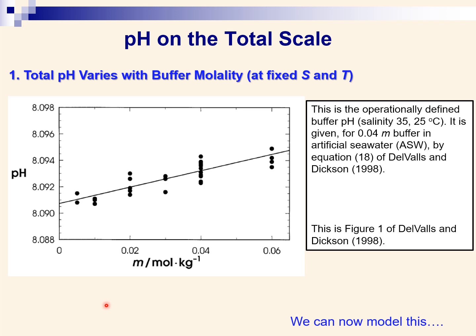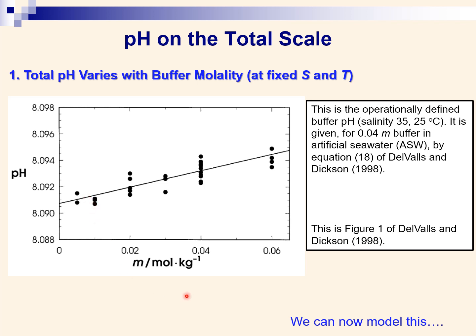So, pH on the total scale. So let's first distinguish operational total pH that oceanographers use from the thermodynamic total pH. Now this plot shows the operational pH for various buffer molalities, the x-axis, in salinity 35 seawater at 25 degrees, measured by Delvals and Dixon. This is their figure 1. You can see that the pH declines somewhat as buffer molality is reduced.